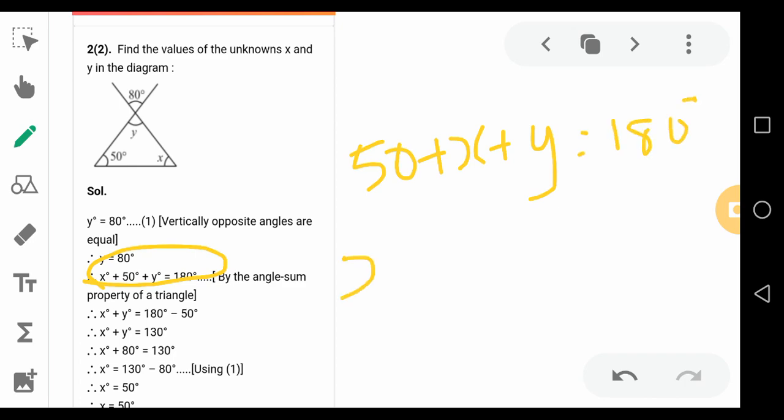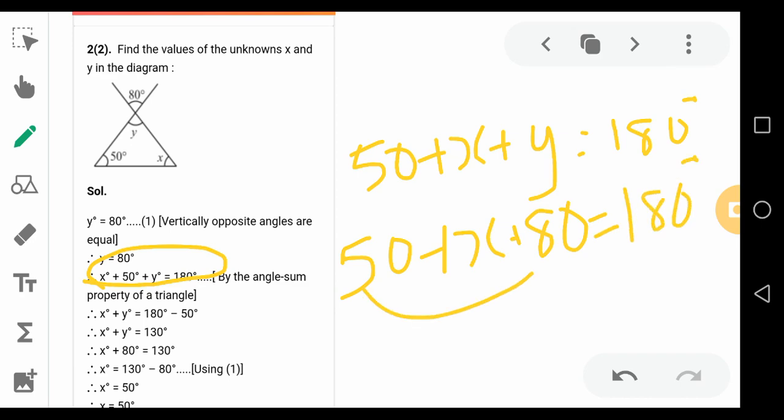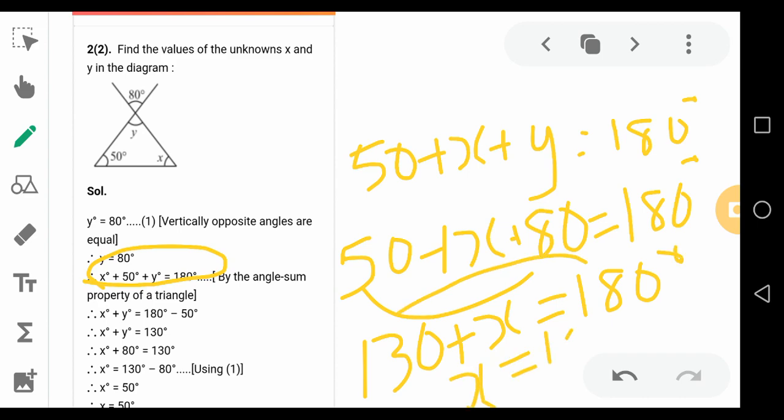And in this 50 plus x plus y, what is y? y is 80. We got it, right? Is equal to 180 degrees. Yeah. So 50 plus 80. What is 50 plus 80? It is 130 degrees. So 130 plus x is equal to 180 degrees. Now how will you get x? x is equal to, take this 130 to the other side. It is 180 minus 130, and that is equal to 50 degrees.